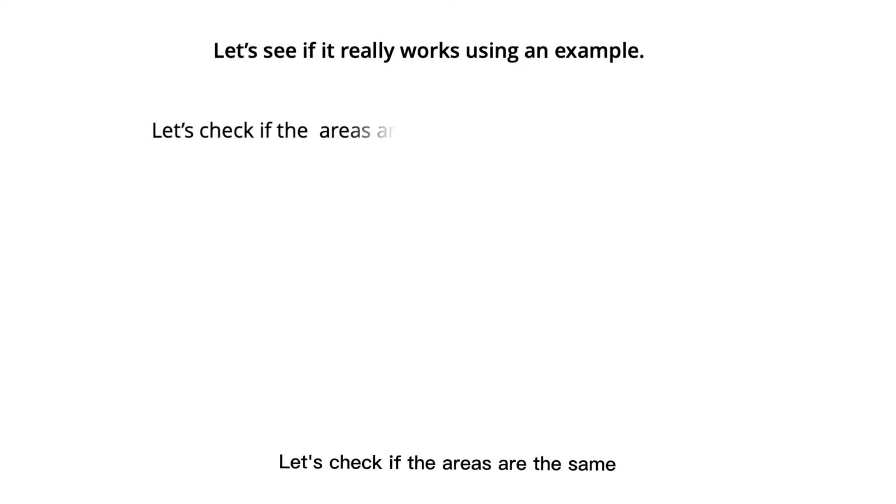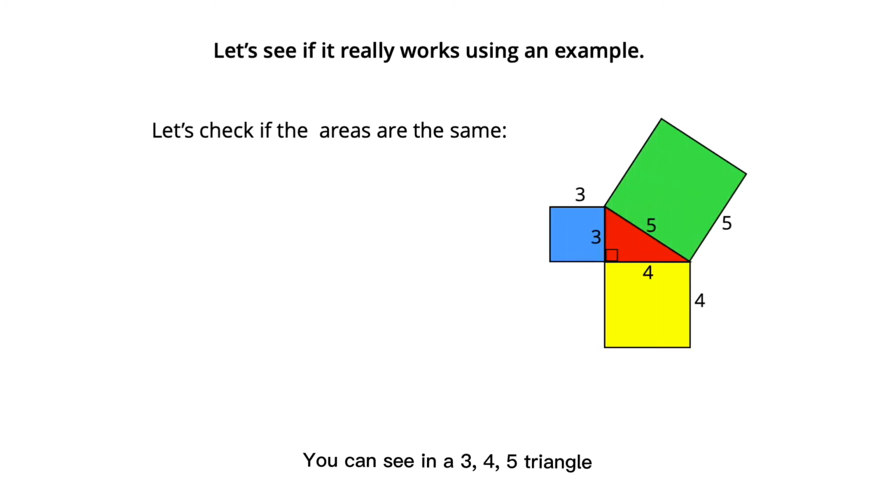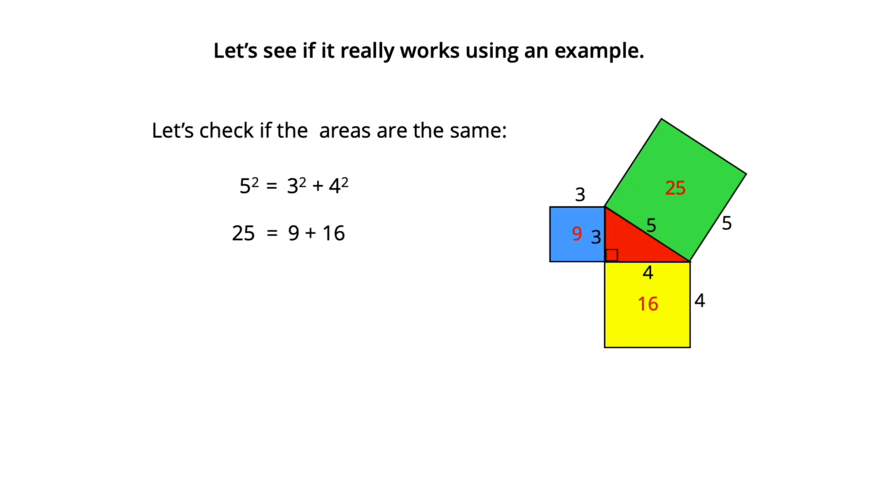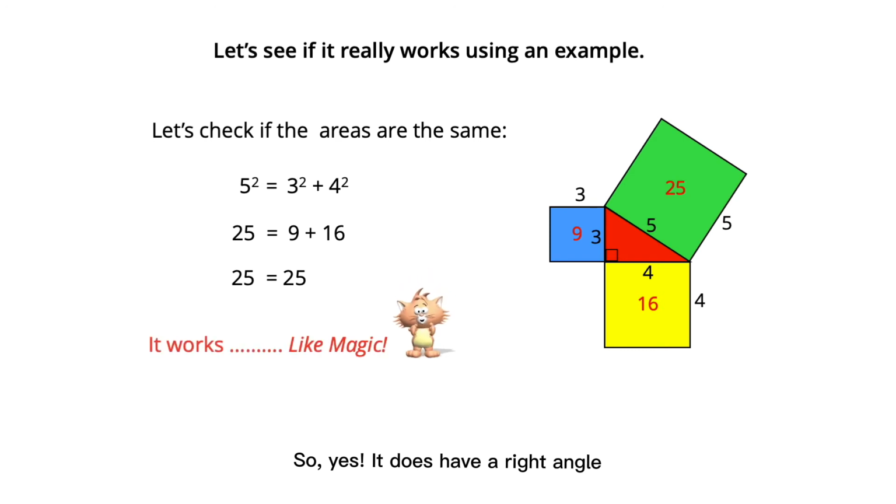Let's check if the areas are the same. You can see in a 3, 4, 5 triangle, by using the Pythagoras theorem, 5 squared equal to 3 squared plus 4 squared. 5 squared is equal to 25. And the sum of the squares of the other two sides, 3 squared and 4 squared, we have 9 and 16. 9 plus 16 is also equal to 25. They are equal. So, yes, it does have a right angle.